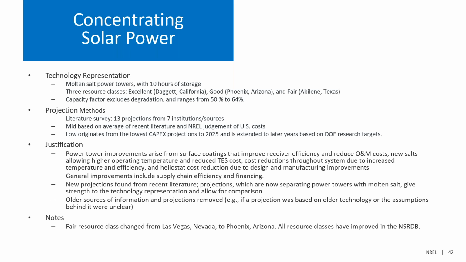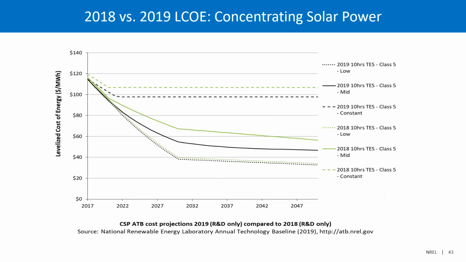It's worth highlighting, as in the notes, that the Las Vegas, Nevada location as the good has been replaced with Phoenix, Arizona, mainly because it's more likely to have build in Arizona. And it's also worth highlighting that the resource classes have actually improved in the NSRDB, the National Solar Radiation Database. Next slide, please.